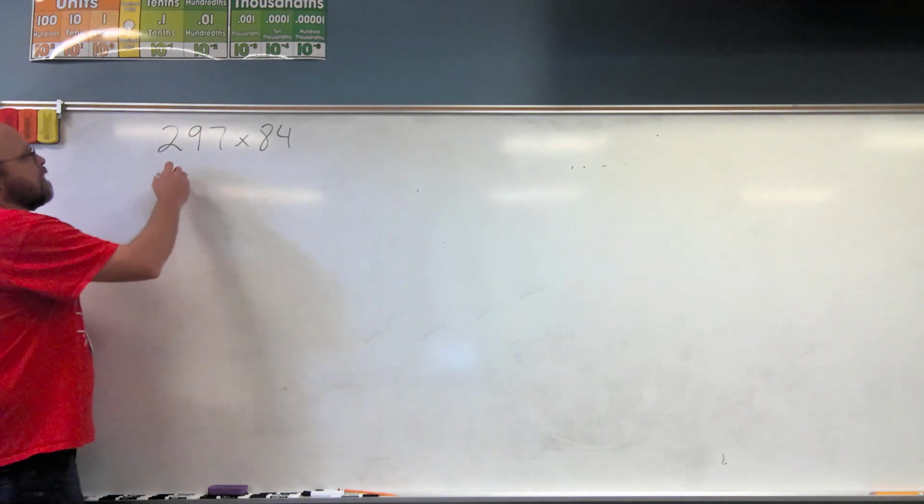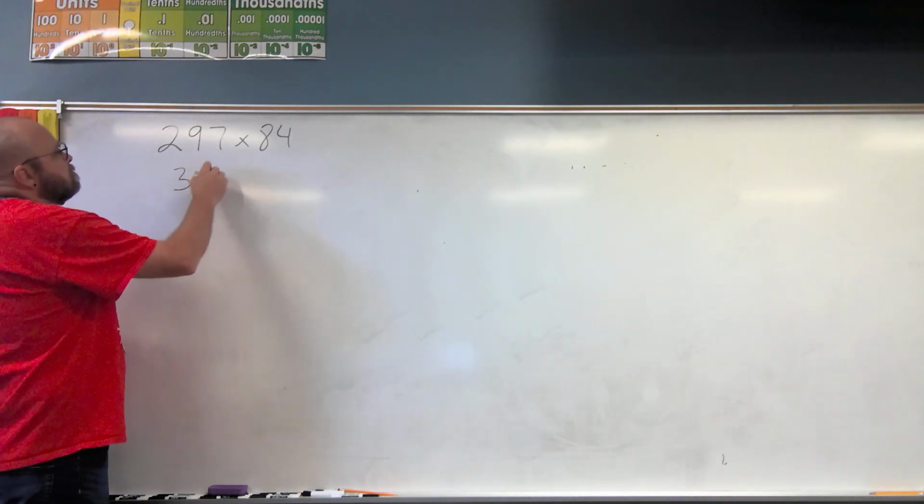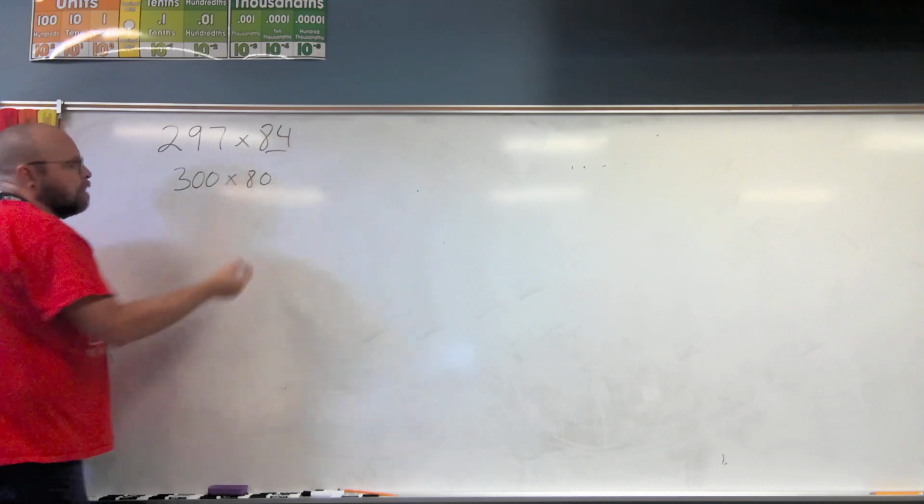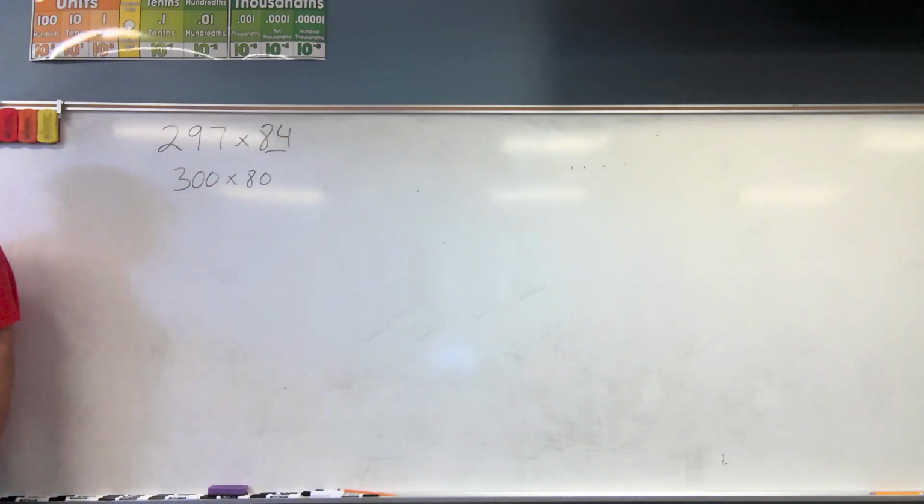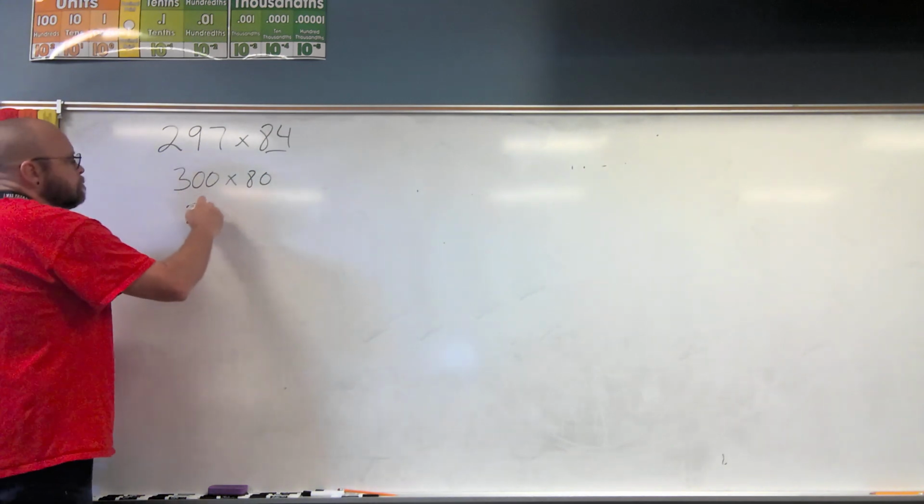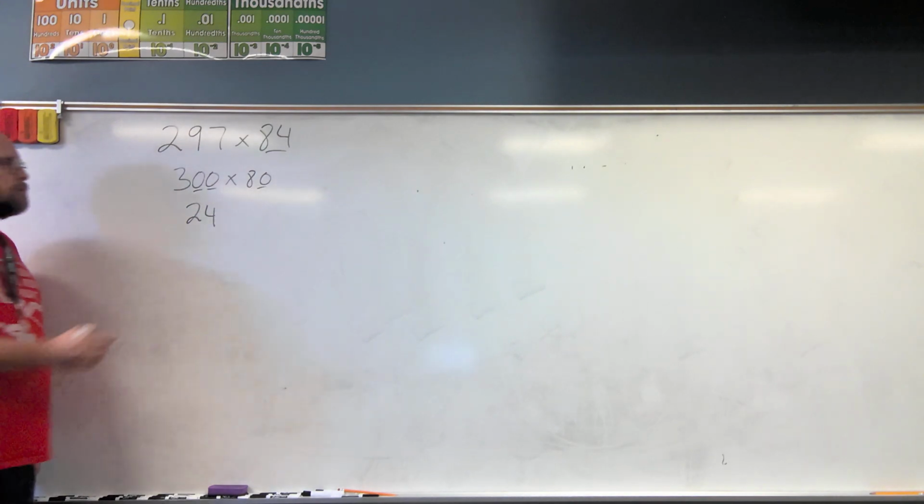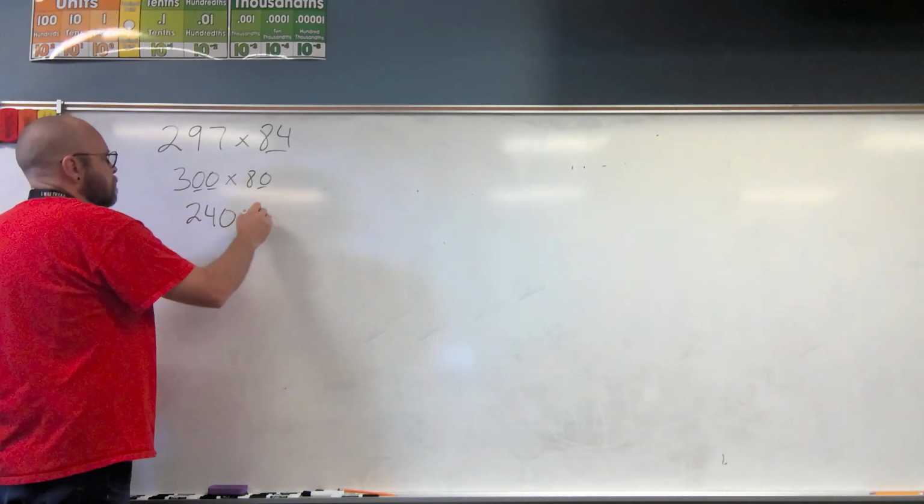So 297, we're going to say is 300, times 84, we're going to make 80. All I need to know is what 3 times 8 is, which is 24. I have 3 trailing zeros, so these 3 zeros are going to go here.